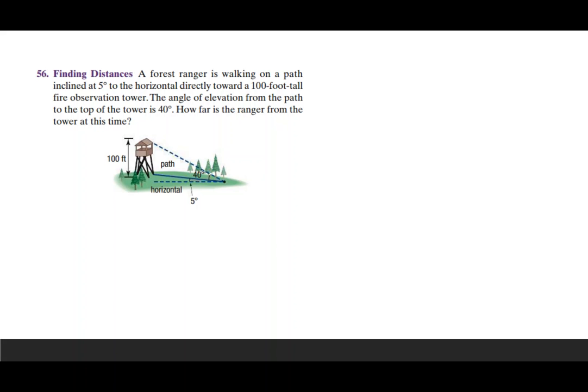Hi everybody. We ran out of time in class today, so I wanted to send you two more word problems for 8.2, which is law of sines.